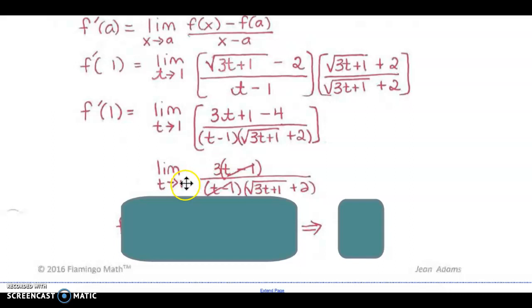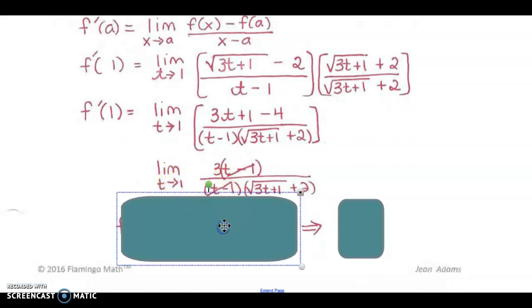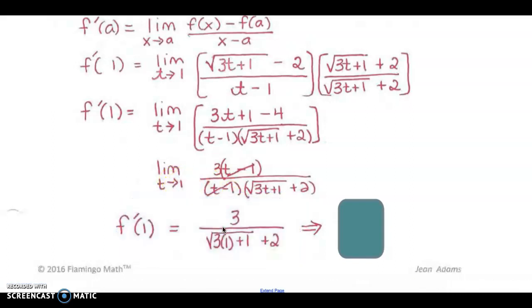Now we can just plug in that 1 right here, because it's simplified. So if we plug in a 1, we get 3 over the square root of 3 times 1 plus 2, which gives us this 3 over 4.